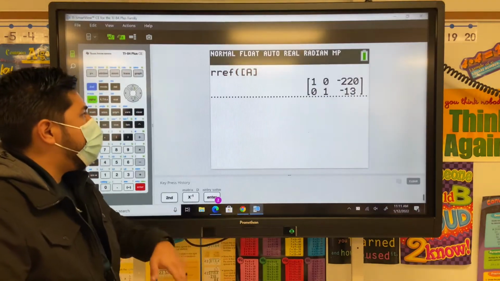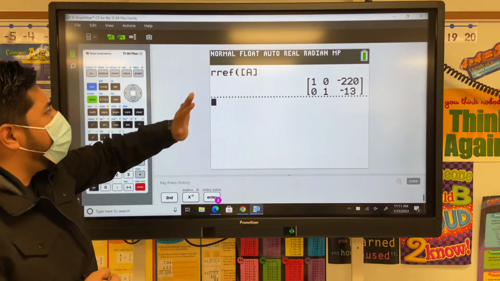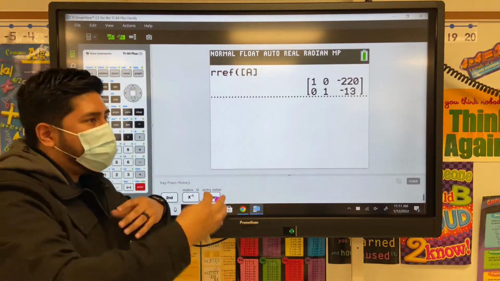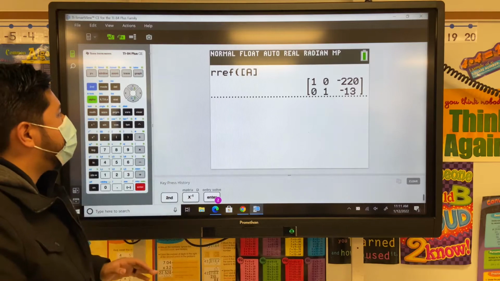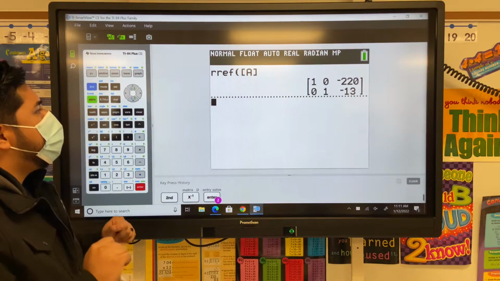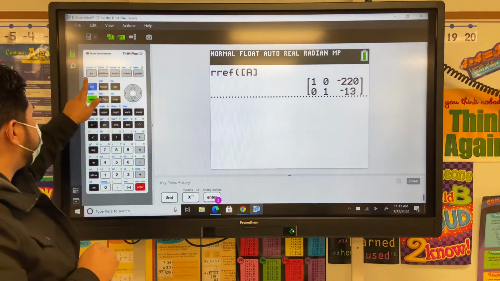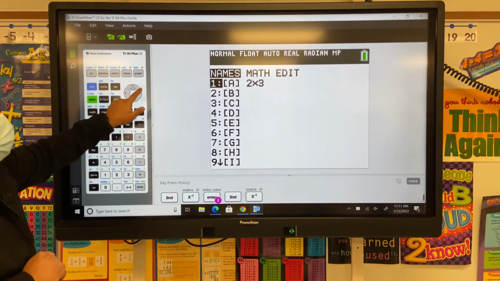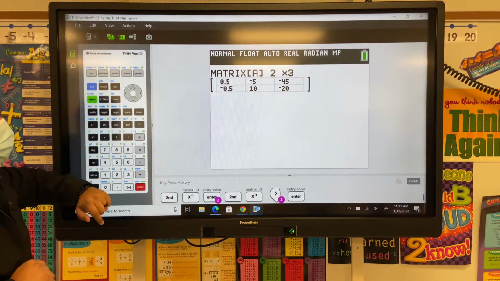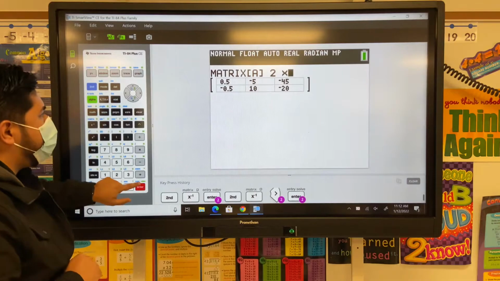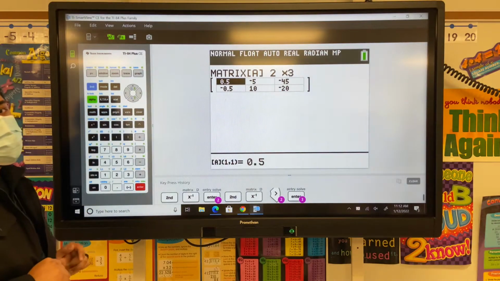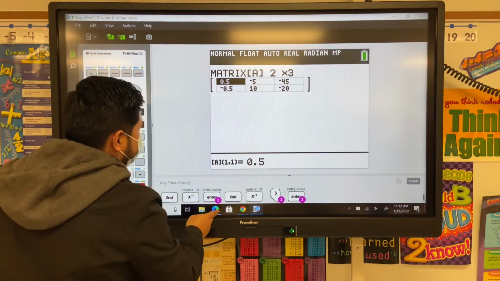Me, myself and I know as a teacher I just need to go edit A, but if you want to do the whole process every single time, hey, that's perfect for me. If you want to see what I mean, you just have to go to second matrix, go edit, boom, it's 2 by 3, you're ready to go. All you got to do is change the values.